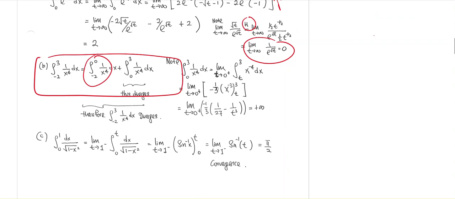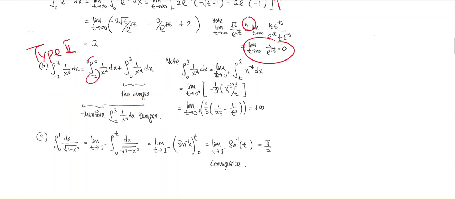So the definition says that if you have a discontinuity, this is an improper integral of type 2. The discontinuity happened at 0. So you split up the range of the integration from -2 to 0, and then from 0 to 3. And then what happens next is that you have to investigate these separately. You look at this integral and see whether or not it converges or diverges.